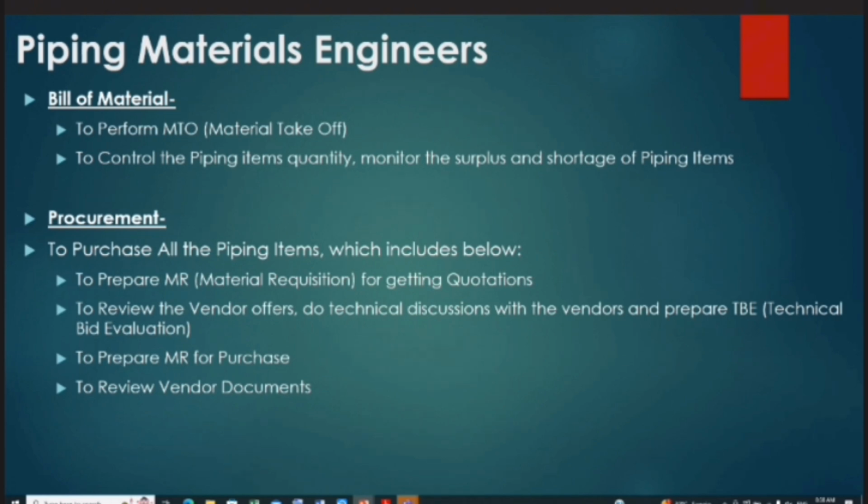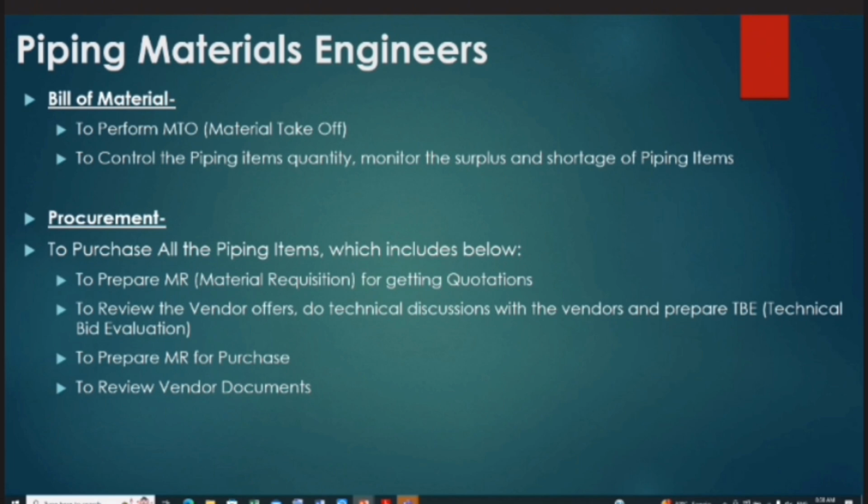Or sometimes we want extra material also. We just say that we want 100 valves. But later on, with the addition of the valves, we require maybe 125 valves. Then we will say, okay, we want 25 extra valves. So this addition and deletion of the quantity also we have to track as a piping material engineer.